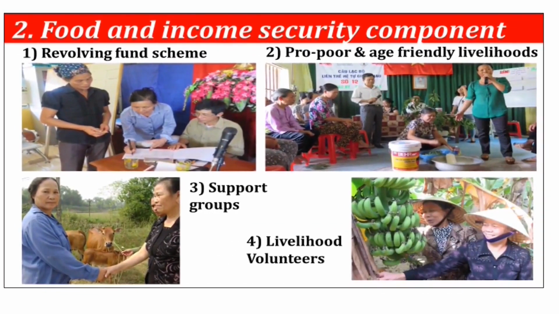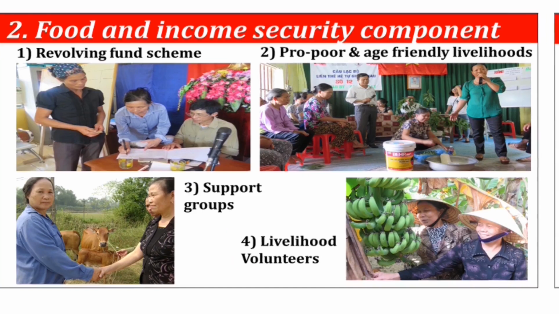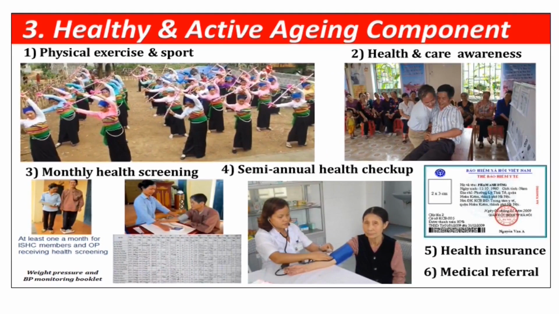Component 2 is the food and income security. It consists of, 1, self-managed revolving fund, awareness on pro-poor and age-friendly livelihood, having livelihood support groups, and lastly, livelihood volunteers. Component 3 is the healthy and active aging. It consists of regular physical exercise and sport, regular health and self-care awareness talks, monthly health screening, semi-annual health checkups conducted by health professionals, and improved access to health insurance and medical referral.